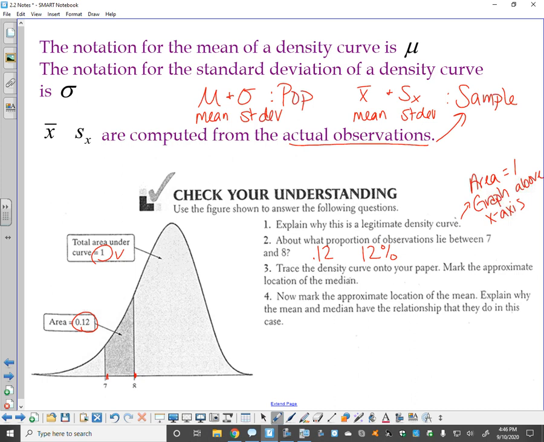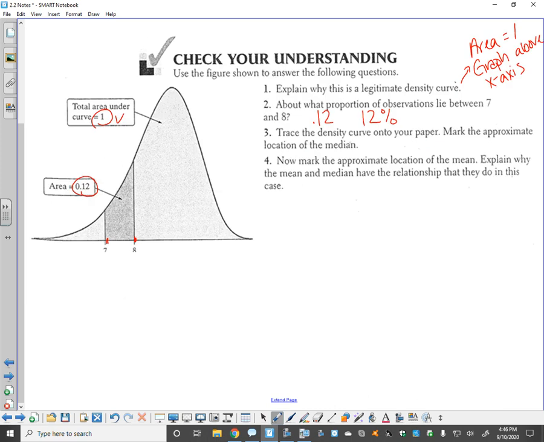Trace the density curve onto your paper. Mark the appropriate location of the mean and the median. Well, of the mean, and then number 4 wants the median. Okay, so I'm just going to do it right here. So the median, we are skewed left, so I'm going to pull the median a little off center. There's my median. And then we're left skewed, so that's going to definitely pull the mean down. So I know that my mean is less than my median. All because it's left skewed.